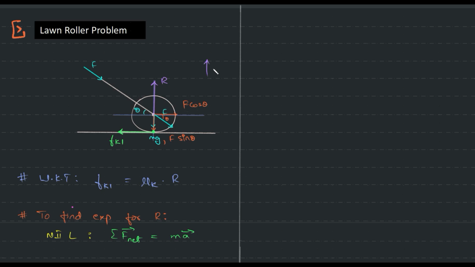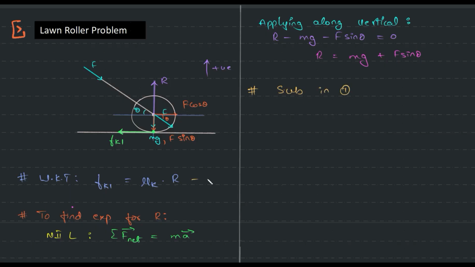So net force over here, if I take up as positive, will be R minus mg minus F sine theta. That should be equal to 0. Right? It's not accelerating along the vertical. So applying this along the vertical, we have R equal to mg plus F sine theta. Now let's substitute this in equation 1. Therefore Fk1 is equal to mu k times (mg plus F sine theta). Agree? Right?